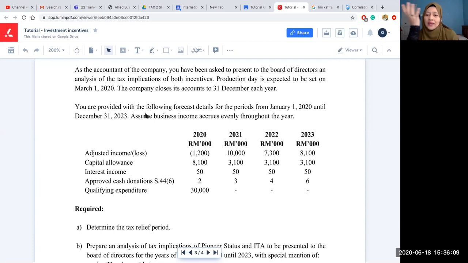All right. 2021, 10,000, 7,000, 3,800, 1,000. And then capital allowance for 2020 because you are having adjusted loss. So your adjusted income is nil. So the 8,100 you carry forward to the following year. So the income CA brought forward. So the following year, currently you have 3,100. How much is available? But how much you utilize. All right, so the presentation is a bit different.